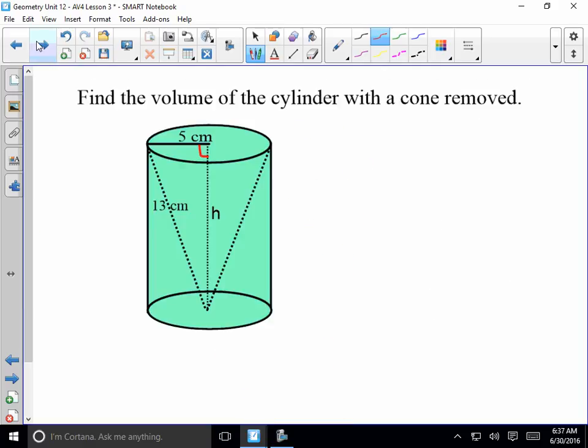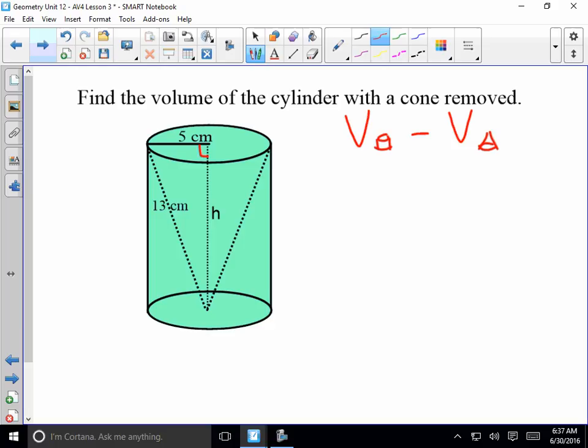Okay, now our last example for today, using some of our other formulas, we're going to solve this situation. Find the volume of the cylinder with a cone removed. So in this situation, what we want to think about is what plan we have to have here. I want to make a plan talking about the formulas. I need the volume of a cylinder, and I'm going to remove the volume of the cone. So I have to do this subtraction.